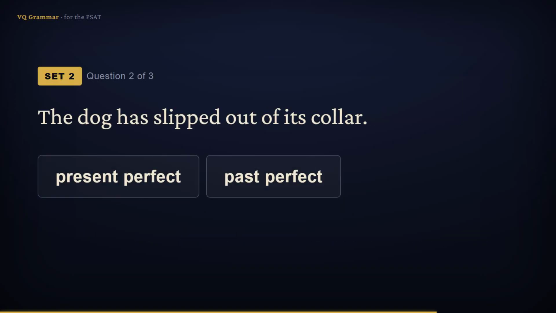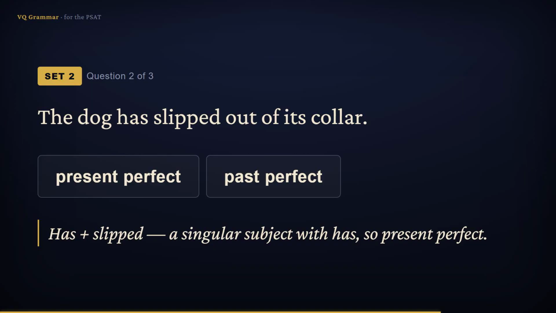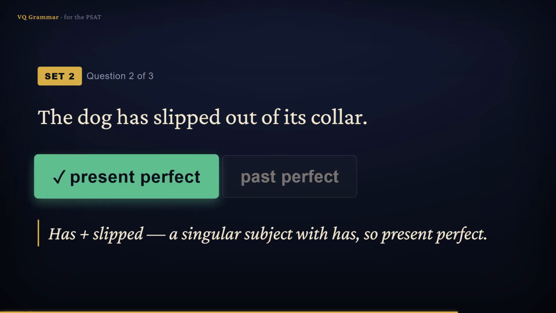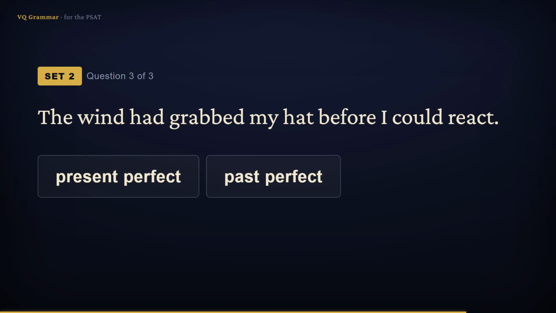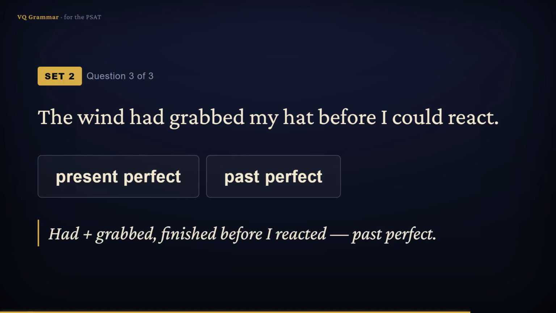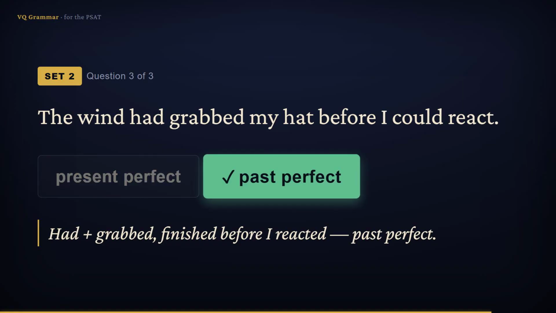The dog has slipped out of its collar. The verb phrase is has slipped. The helper is has, the singular form, joined to slipped. Has means present perfect, so the answer is present perfect. The wind had grabbed my hat before I could react. The verb phrase is had grabbed. The helper is had, and the grabbing finished before I could react, another past moment. Had means past perfect, so the answer is past perfect.